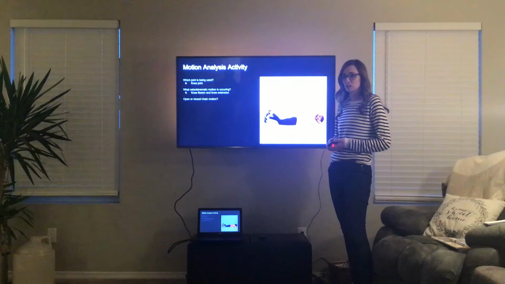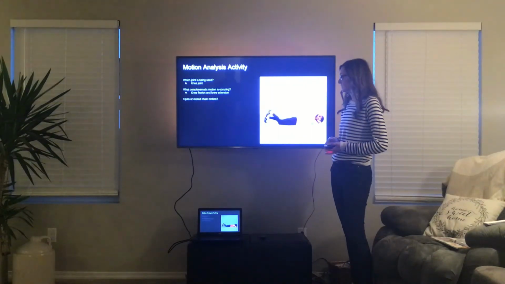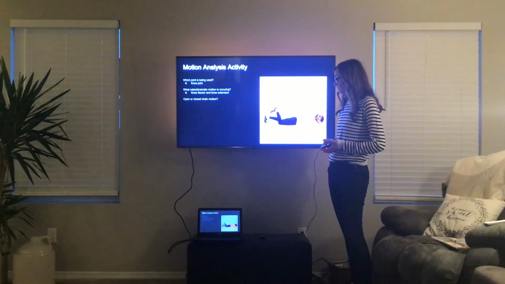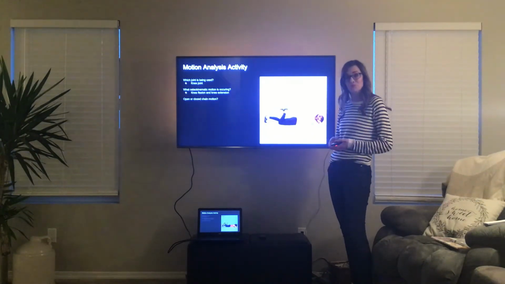Is it open chain or closed chain? You can see that her distal tibia is the one moving. It's freely moving, so it's going to be open chain.